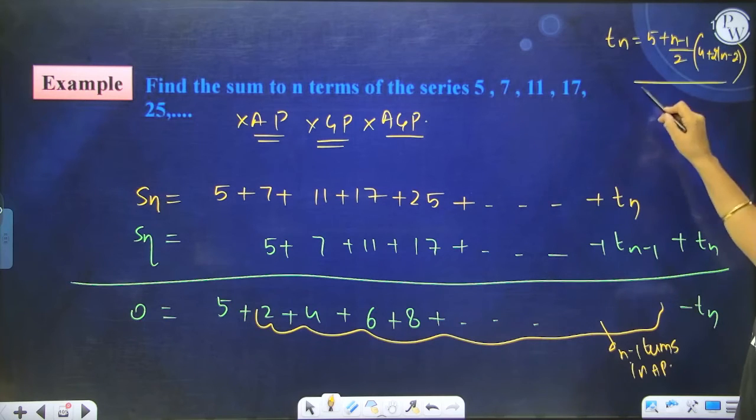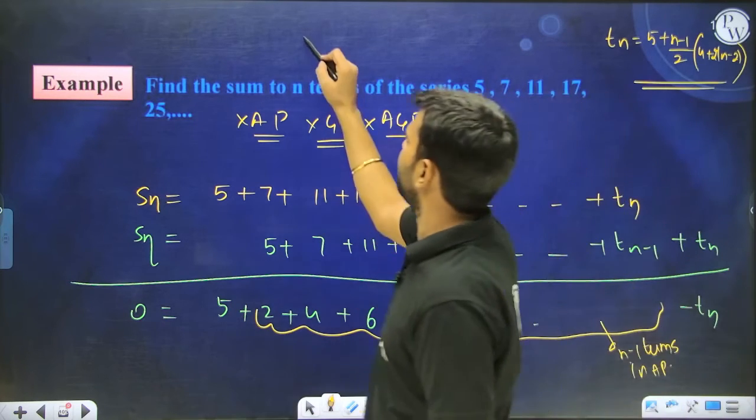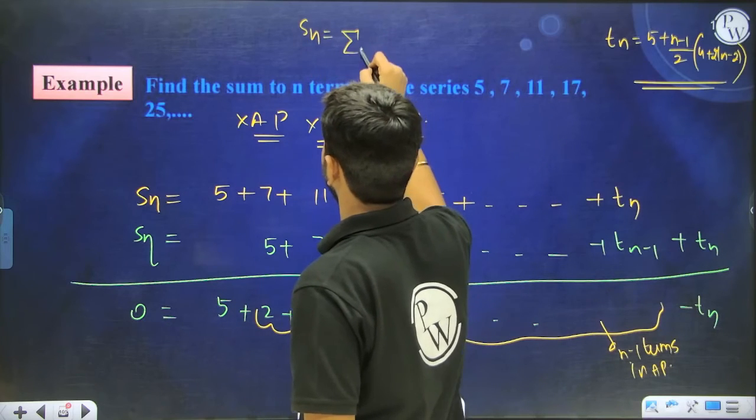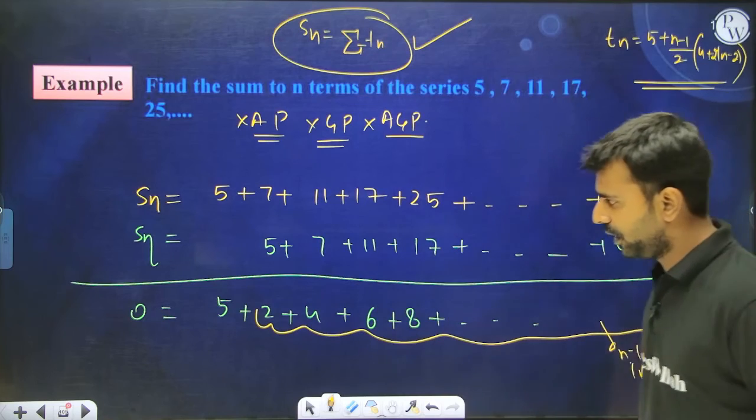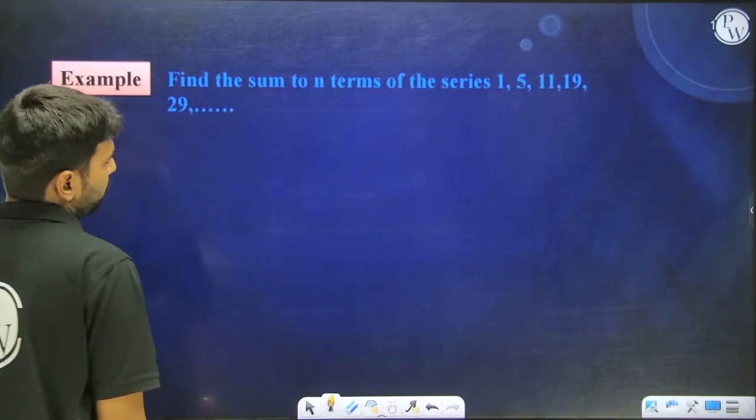So this is your Tn. Once you have got Tn, Sn is nothing but sigma Tn. That's it. Just calculate the value, and the question will be done. Alright? Yep. So this is the method of difference.